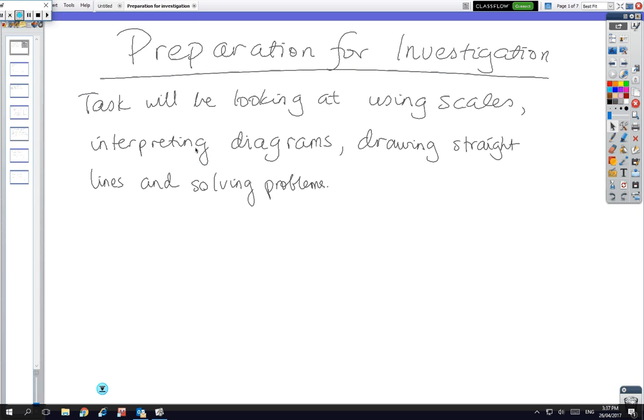Okay, so we're looking at a Year 10 investigation coming up in the next week or so, and this video will be just looking over some of the skills that will be helpful to you. So in the task we'll be looking at using scales, interpreting diagrams, drawing straight lines, and solving problems. Some of these things I'm not going to cover in the video, but some things I will.